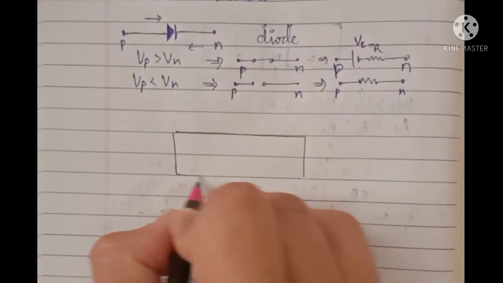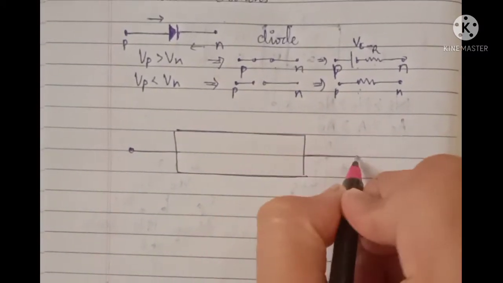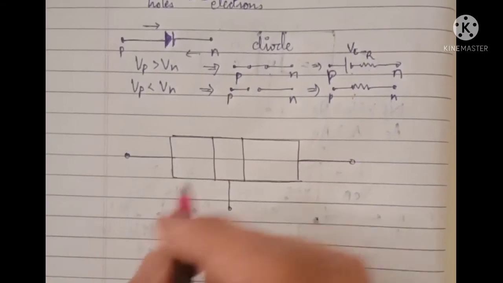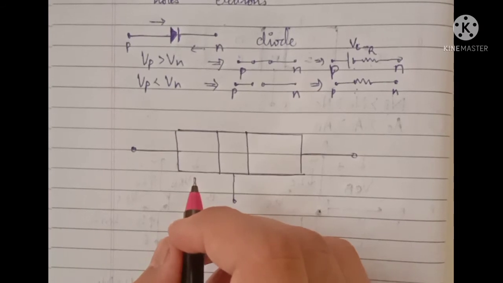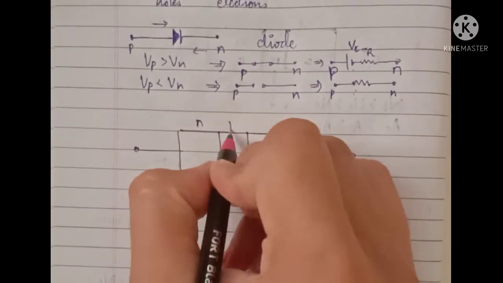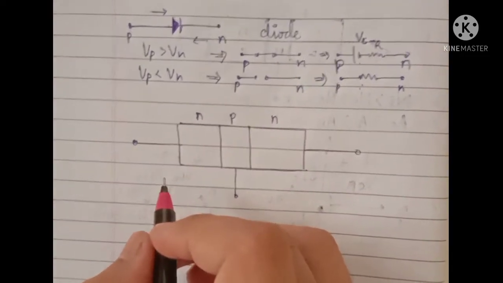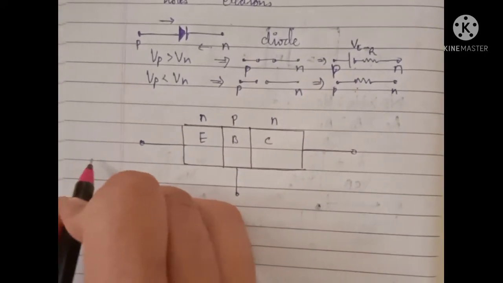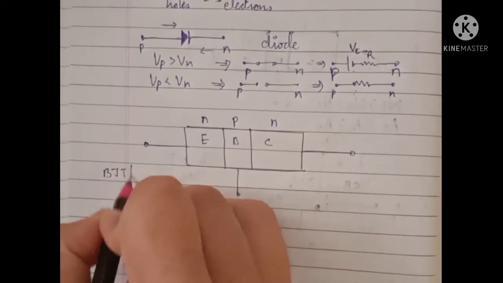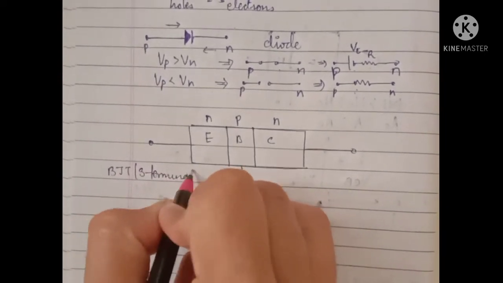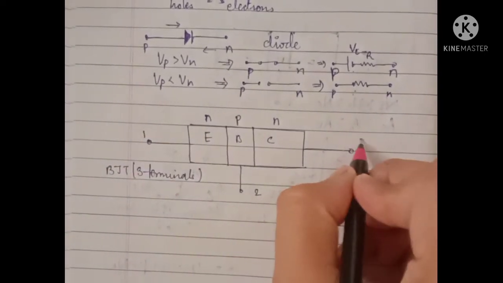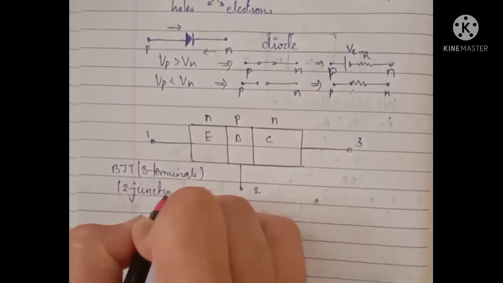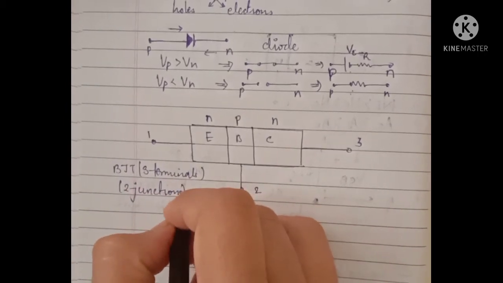BJT is bipolar junction transistor. There are two types of BJT, NPN and PNP. I am going first with the NPN; the PNP is the same. The terminals are called emitter, base and collector. A BJT is a three terminal device, 1, 2, 3, three terminals. It is also a two junction device. Why two junctions?